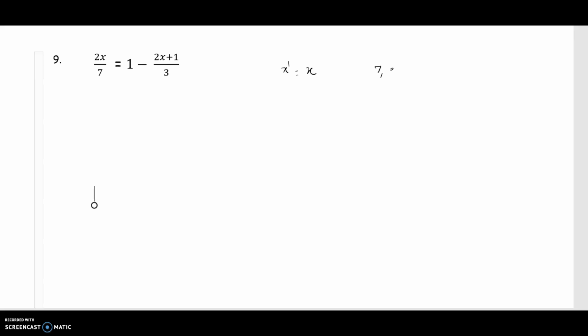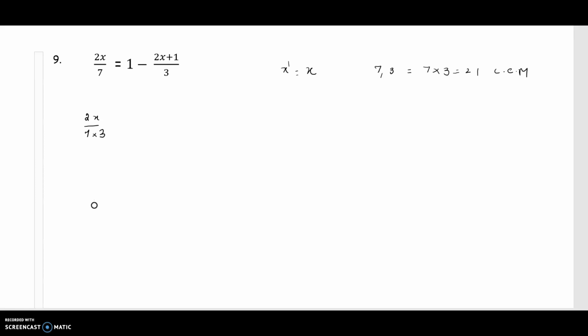Since the numbers are 3 and 7 and they have no common factors, 7 times 3 equals 21 is the LCM, which can be used as the common denominator. So 2x over 7. Now I need to make 7 into a 21. So what do I multiply 7 with in order to make it a 21? That would be a 3.